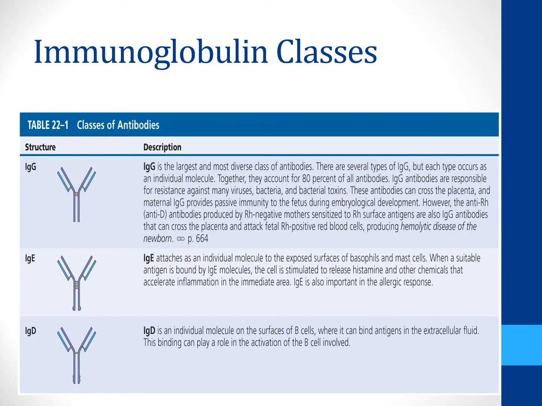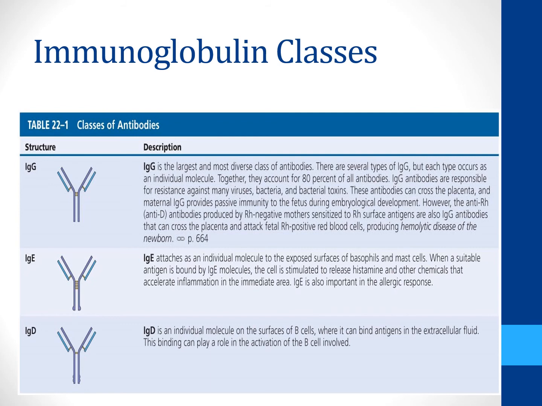So remember when we were looking at blood types, Rh, you're either Rh positive or Rh negative. IgG, since it crosses the placenta, the anti-Rh antibody can cross the placenta and attack an Rh positive newborn during the second pregnancy with an Rh negative mother. Remember, that's the hemolytic disease of the newborn.